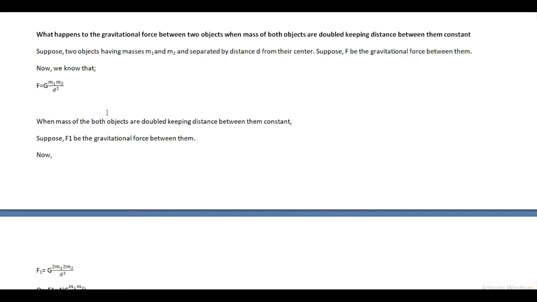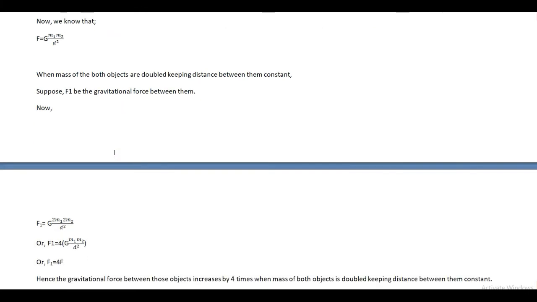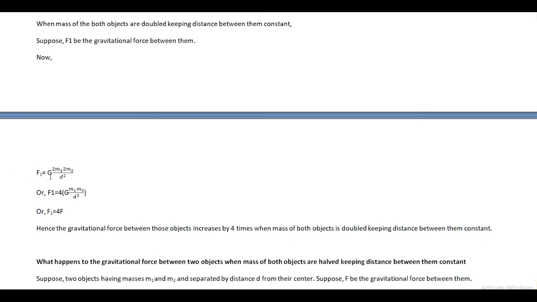Now according to the condition of the question, when the mass of both objects is doubled, keeping the distance between them constant, there will be a change in the gravitational force. Here we have supposed F1 is the gravitational force between them. Now we write F1 equals G. In place of m1 we write 2m1, and in place of m2 we write 2m2, because the question says the mass of both objects is doubled. Distance is kept constant, so in place of d square we write d square as it is.